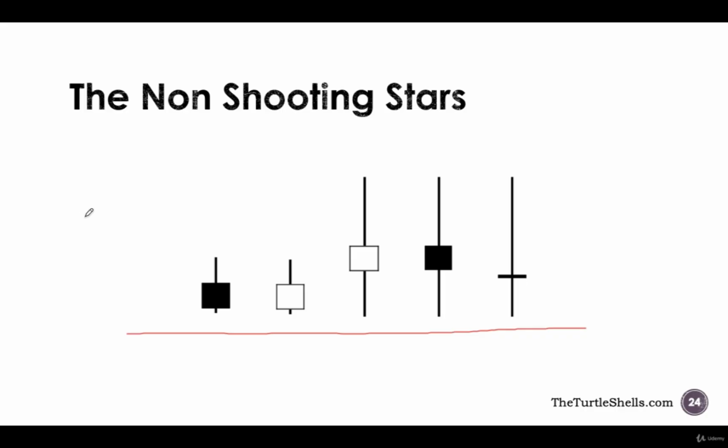A shooting star is a candle that comes after an uptrend. The upper shadow is more than twice the height of the real body. The real body can be white or black, that is okay. There must be a minimum lower shadow. If the lower shadow is not there, even better. So those are certain basic conditions of a shooting star, and the high of the shooting star becomes a resistance.